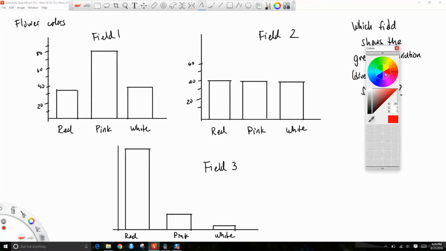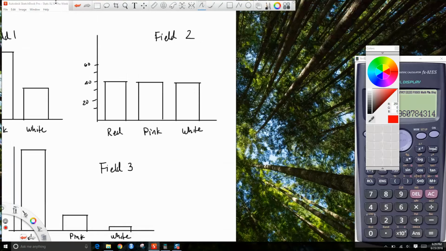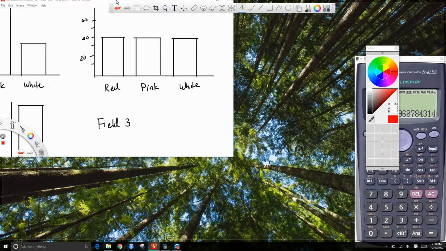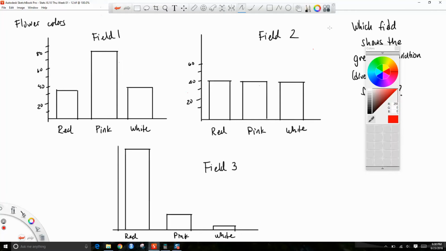Oh, look at this. I can color these in. This is silly, but I'll do it. Where's my... shoot. That's not what I wanted to do. Never mind. I don't know where my brush tool is. Okay, well, never mind.